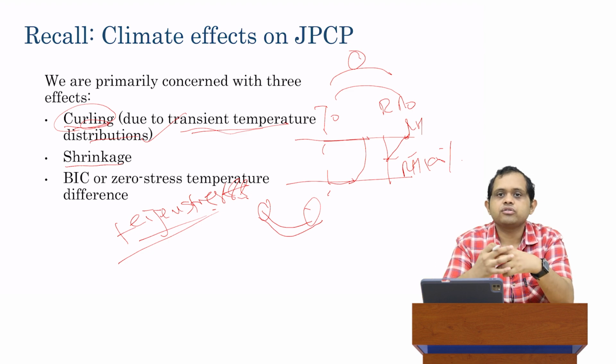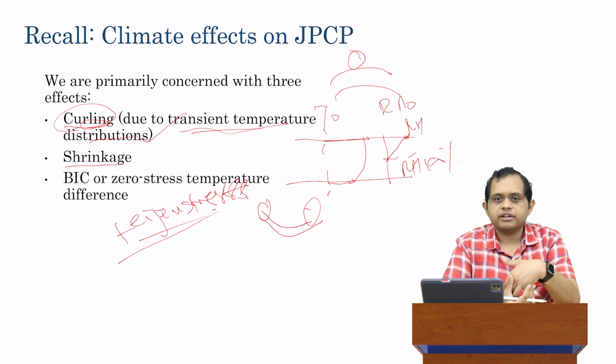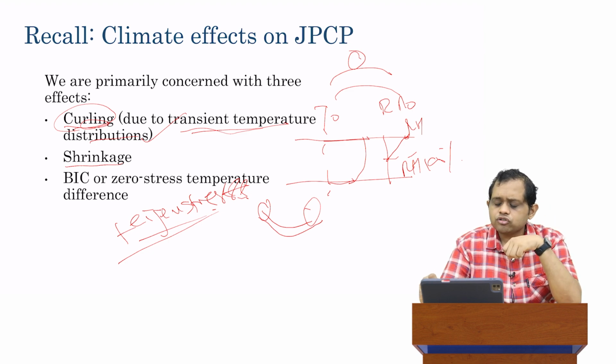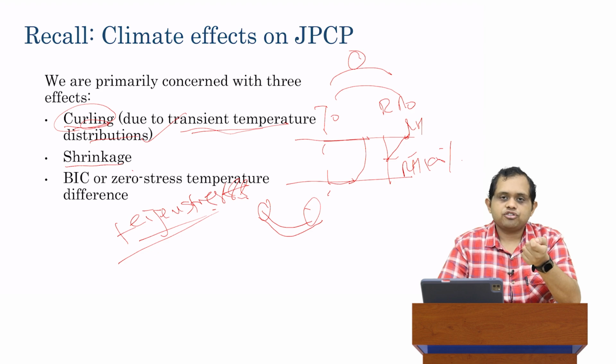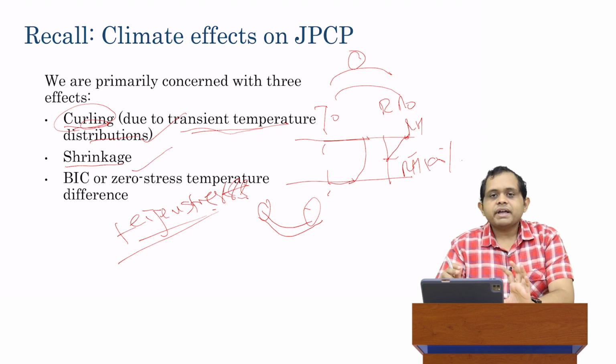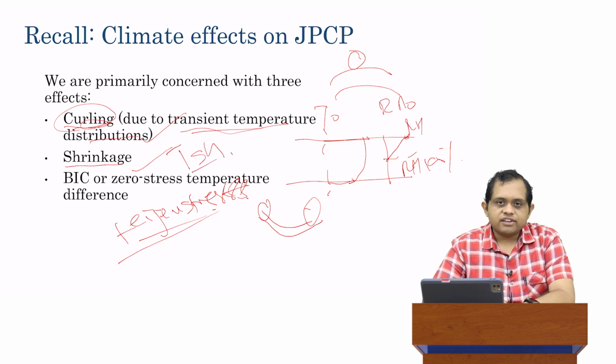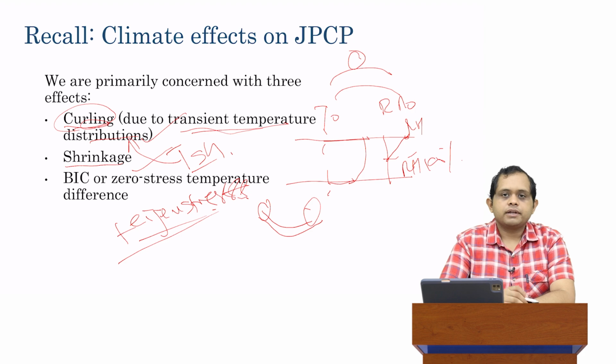hygroscopic stresses, that is stresses which are formed due to these moisture gradients. These hygroscopic stresses are going to generate a certain amount of strain. That strain is what we call shrinkage strain. We usually model it by converting the shrinkage strain into an equivalent temperature strain, TSH, and we handle that just as we would handle curling. Of course, this is not transient. It is transient initially.